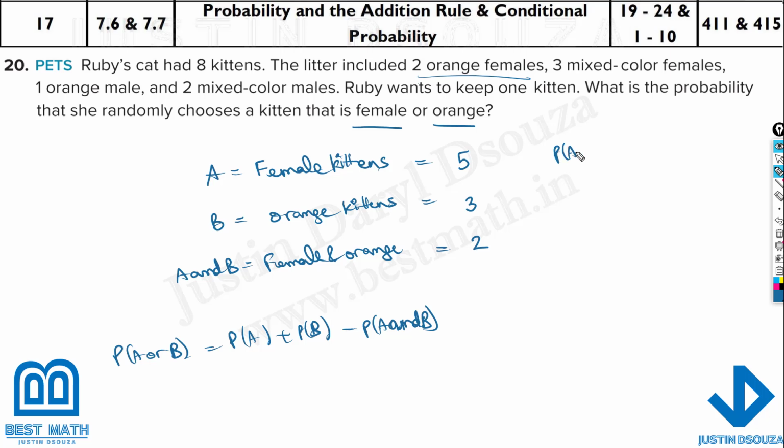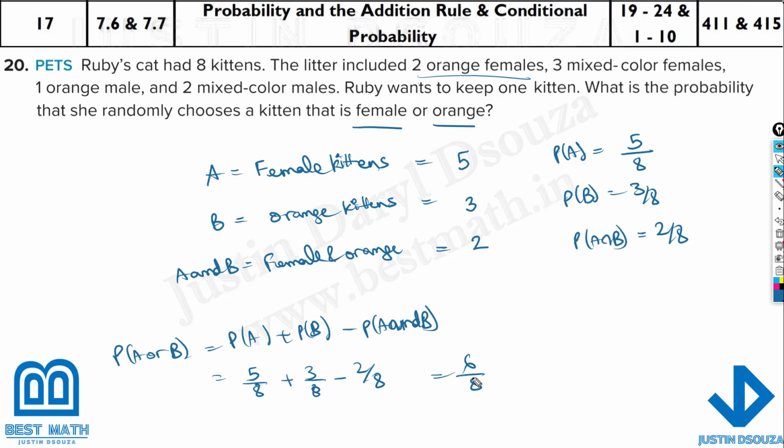Now, what about these probabilities? You can write over here, probability of A would be 5 out of, what are the total kittens? 8. Probability of B is equal to 3 over 8, and lastly probability of A and B, I'm just going to write inverted U for intersection, is 2 over 8. So all we do is we write them out, 5 by 8 plus 3 by 8 minus 2 by 8. Just put it in the calculator, you'll get the answer. It'll be 6 by 8.